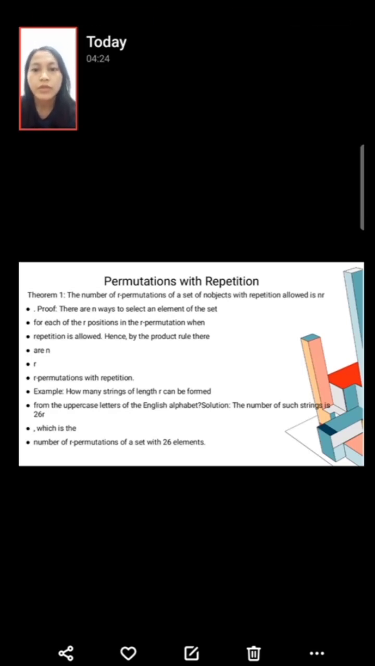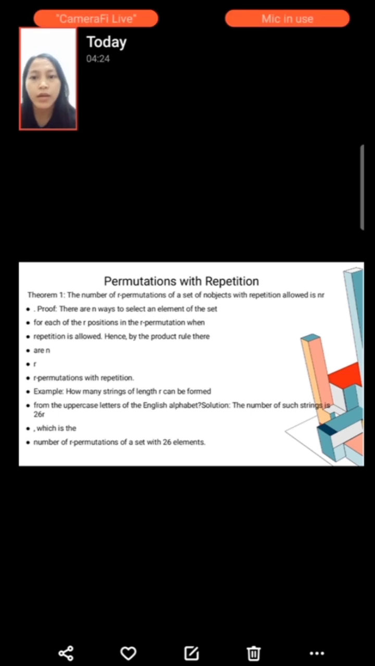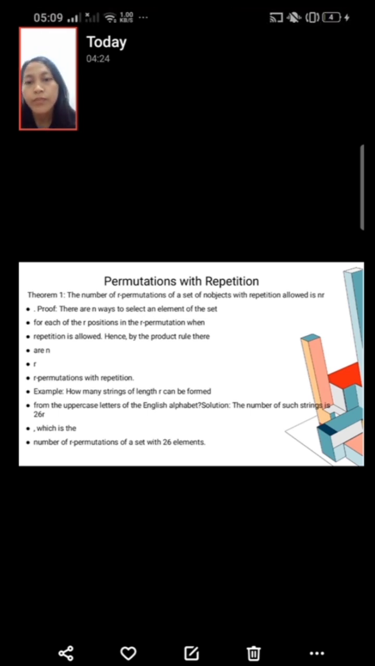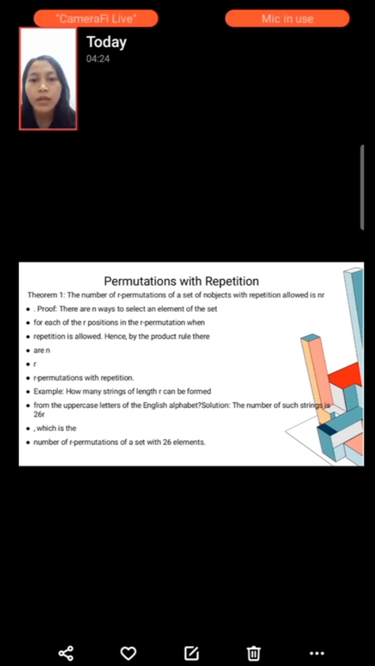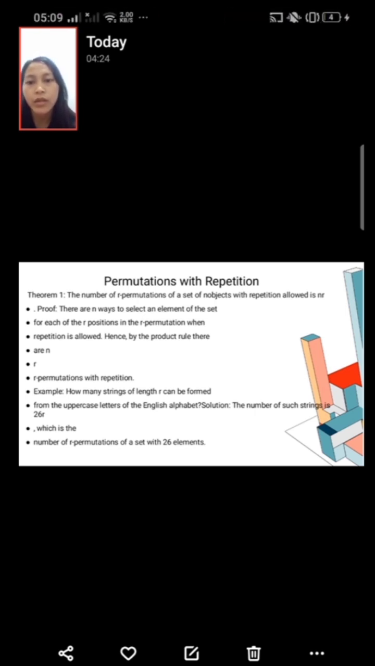Permutations with repetition. The number of r-permutations of a set of n objects with repetition allowed is n^r. So the proof here: there are n ways to select an element of the set for each of the r positions in the r-permutation when repetition is allowed. Hence, by the product rule, there are n^r r-permutations with repetition.